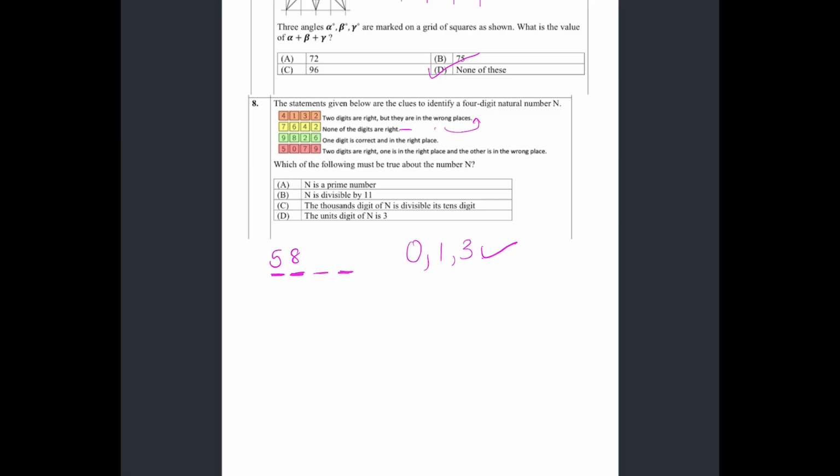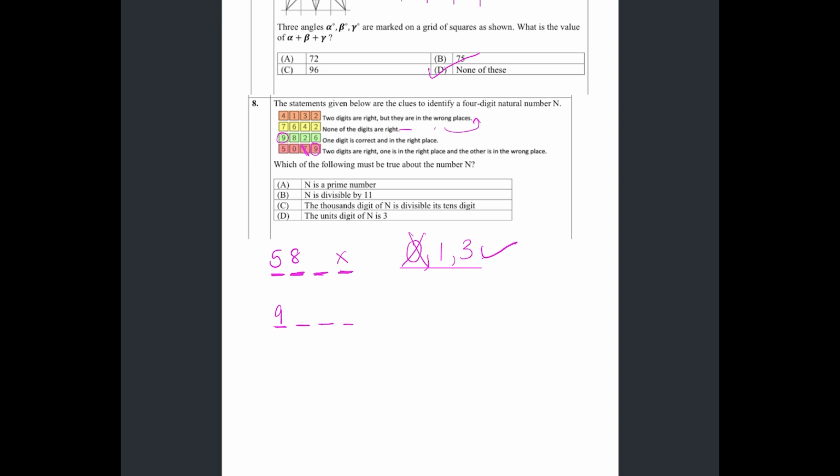So for all statements to be correct, we can't have 3 numbers left: 0, 1 and 3. So our assumption that 8 is in the correct place was wrong. So 9 is in the correct place and we don't know the other digits. So let's start again. Now let's come back to the fourth clue. The fourth clue says 2 digits are correct and one is in the right place and the other is in the wrong place. So we know 7 can't be correct and we know 9 is correct from the previous clue.